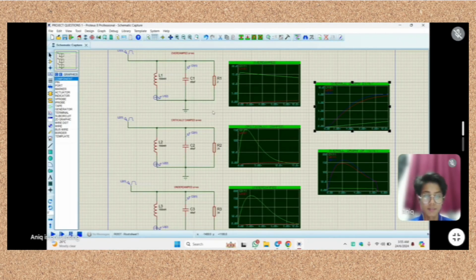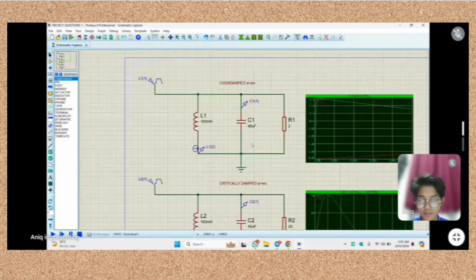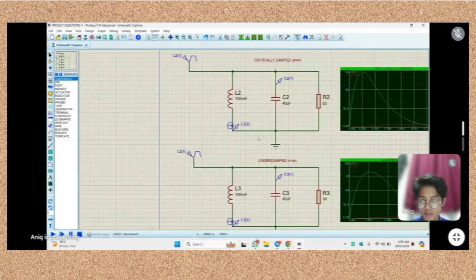Today I'm going to explain question 1. For question 1, we are given a circuit diagram that we have to follow, but without the value of each component. So we have chosen the inductor to be 100 millihenry, the capacitor to be 40 microfarad, and the resistor will vary through each case.